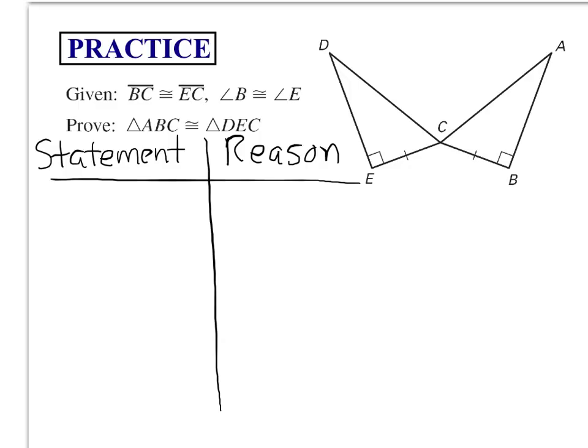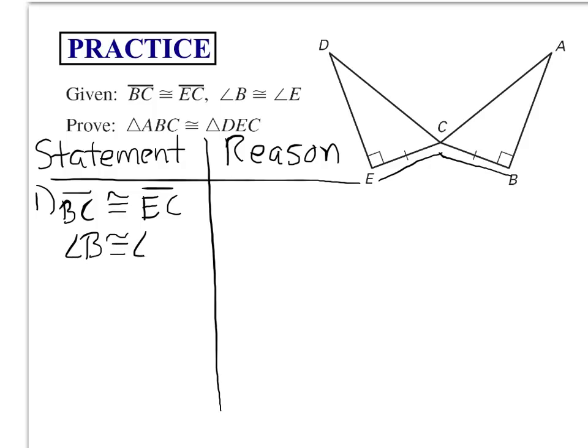So once we have our statement and our reason column, we're going to look at our diagram and jot down our givens. What's given to us here is that side BC is congruent to side EC. And we also know that angle B is congruent to angle E. We have those two angles right here. They're both right angles. So this is all given to us.